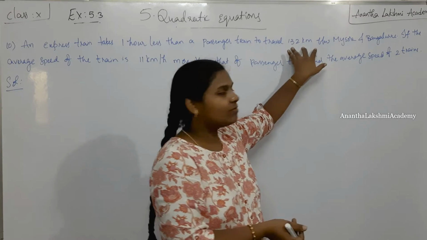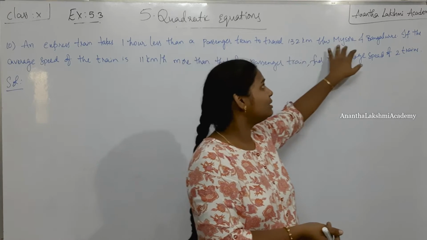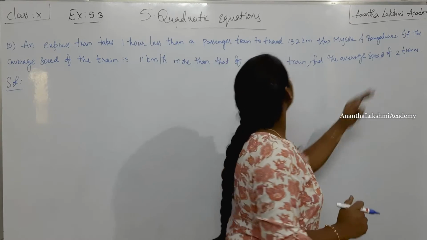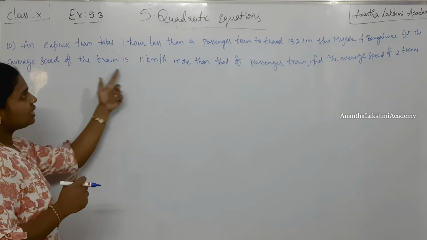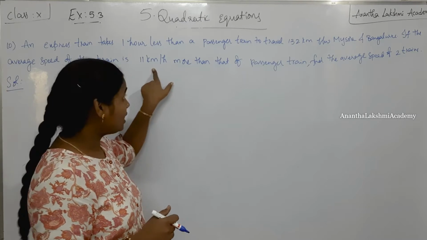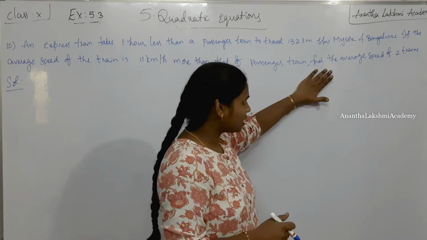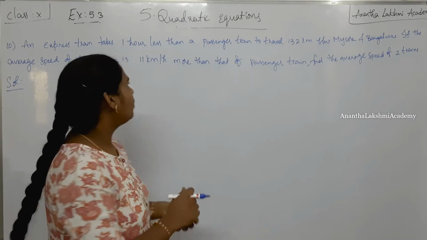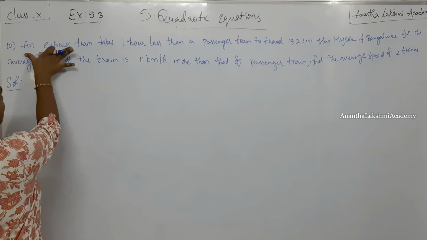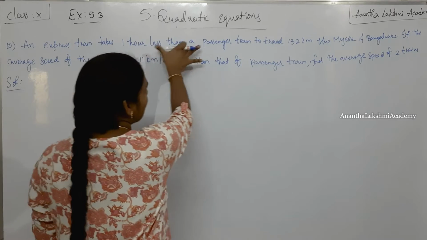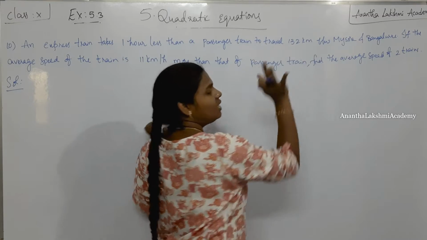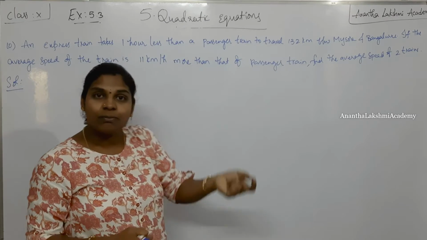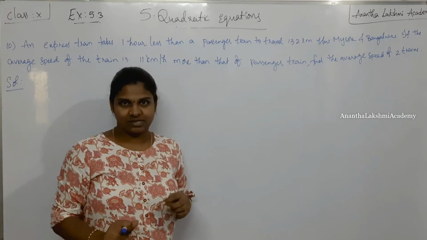Distance is also given, to travel 132 kilometers between so and so stations. Forget about the stations, we are not bothered. If the average speed of the express train is 11 kilometers per hour more than that of the passenger train, find the average speed of the 2 trains. Here, an express train takes 1 hour less than the passenger train to travel 132 kilometers. The time taken by the express train is dependent upon the time taken by the passenger train, isn't it?